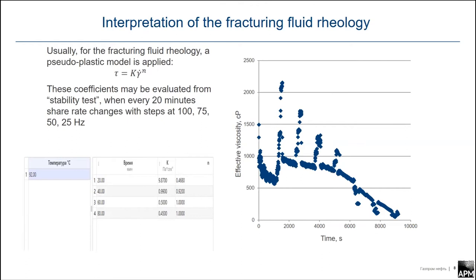Here we start to discuss our field experiments. We conducted some testing pump, and we conducted the main pump. This is the proppant itself. Before that, we measured the rheology parameters of the main fluid. It was measured by the so-called stability test, a long test of about 3 hours, during which the rotation speed was changed at some moments of time, from 175 to 50 and 25 hertz. Using this pseudoplastic rheology, we describe our fracturing fluid.